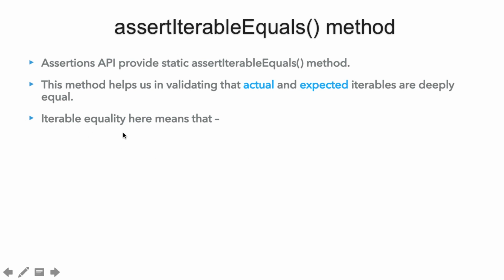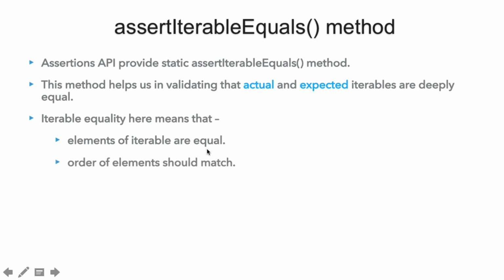Here, iterable equality means that the elements of the iterables are equal, the order of elements should match, and the number of elements should also match. So let's say we take an iterable of type List. If you want to compare two lists, then the elements of both lists should be equal, which are the values. The order of the elements should match and the number of elements should also match. If all these three properties are satisfied, then both iterables are equal.